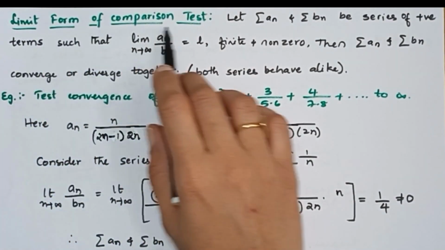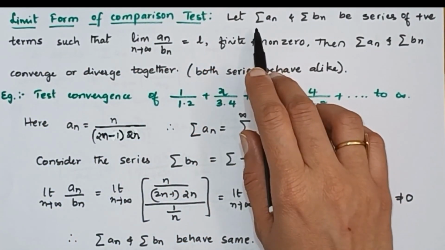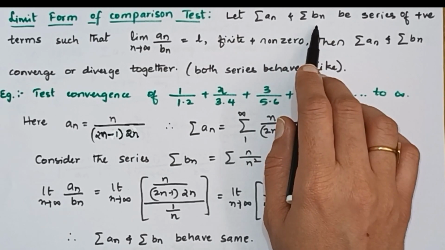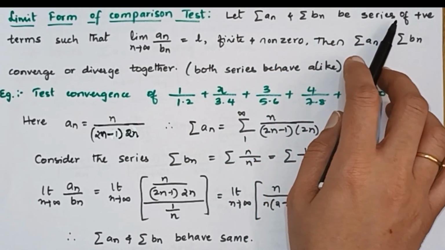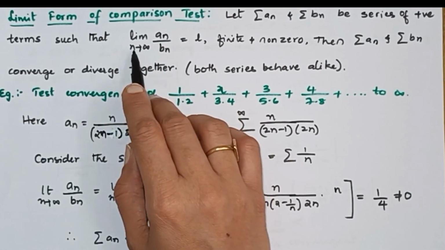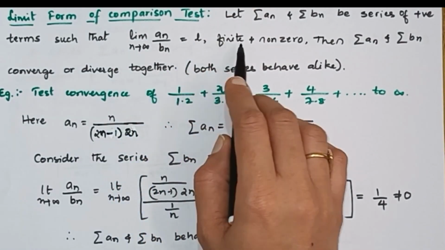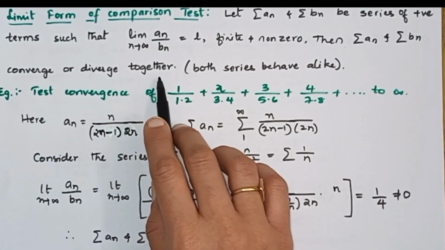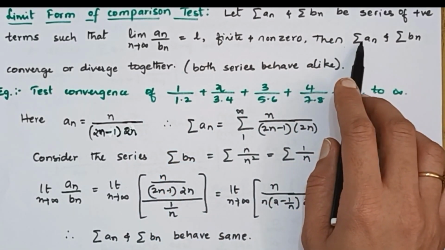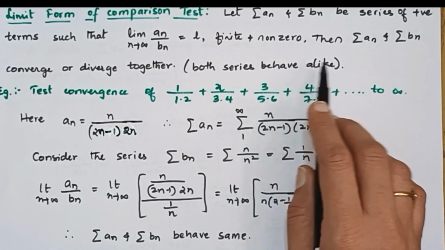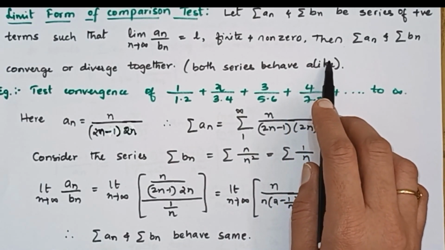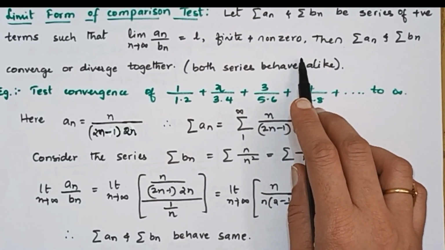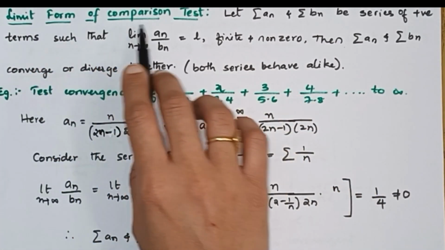Next is the limit form of comparison test. This is important among all the comparison tests. Here I'll consider two series an and bn, series of positive terms, such that the limit of an by bn as n tends to infinity equals some value which is finite and non-zero. Then these two series converge or diverge together, or in other words, both behave alike. They behave in the same way. If one converges, the other also converges, and if one diverges, then the other series also diverges. That is the meaning of the limit form of comparison test.